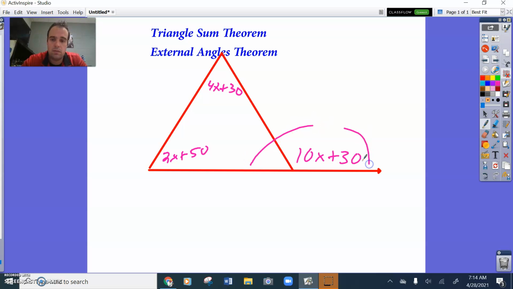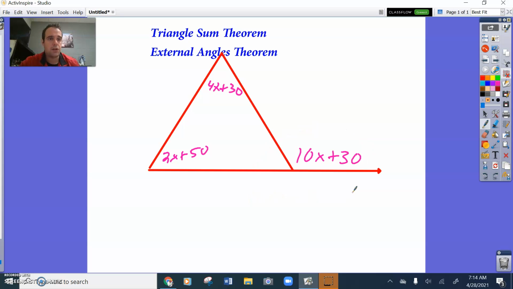If you could say, oh, this is 180, great. So that's 10x plus 30 plus now another angle y equals 180. You have two variables now. While there's ways to maybe make some logical extrapolations and make some guesses, you can't really know for sure. So that method's not really going to work out. We've got to find a different way.